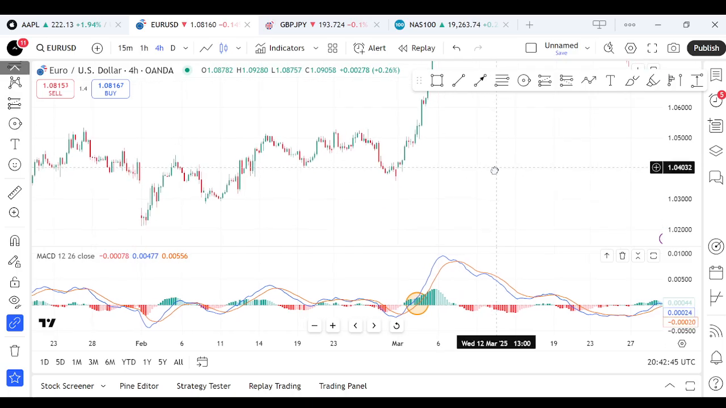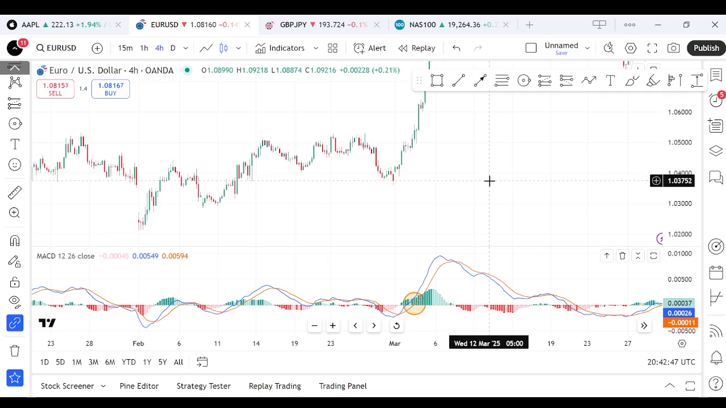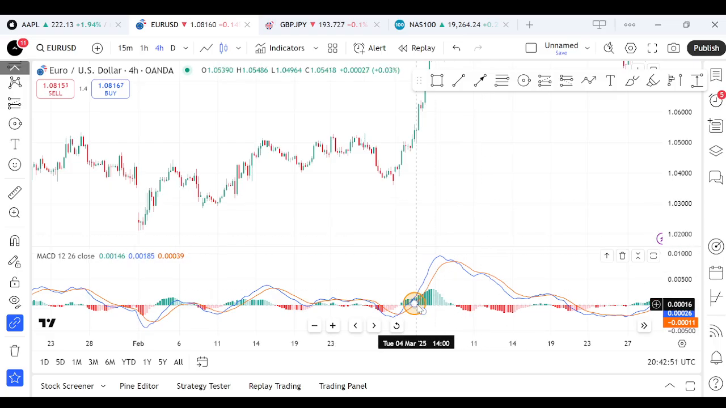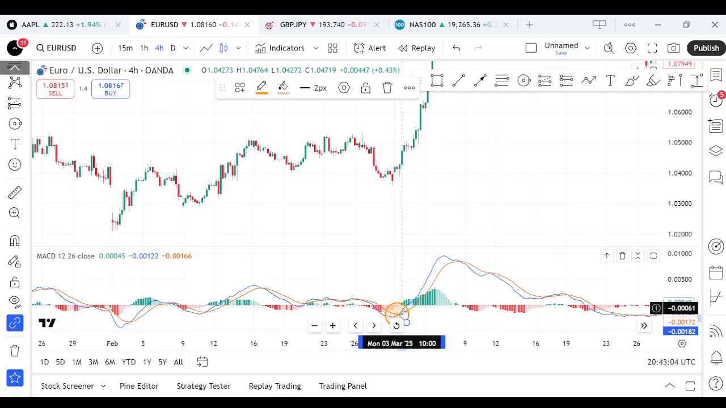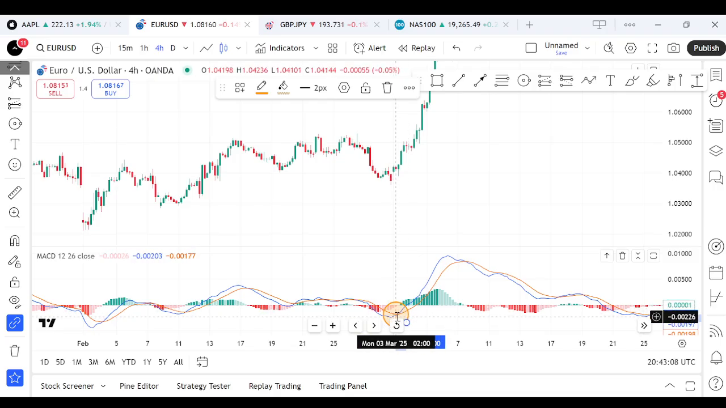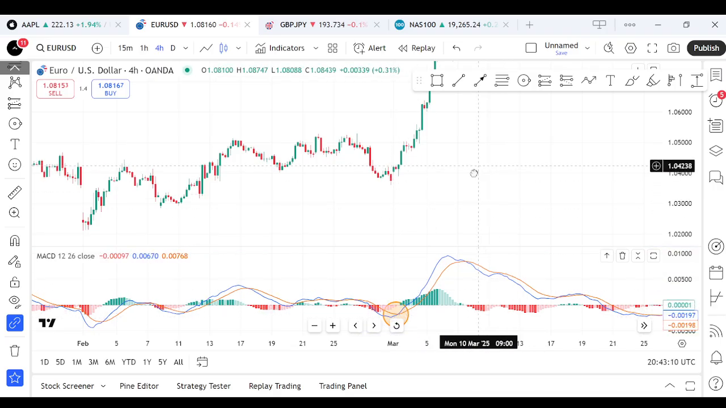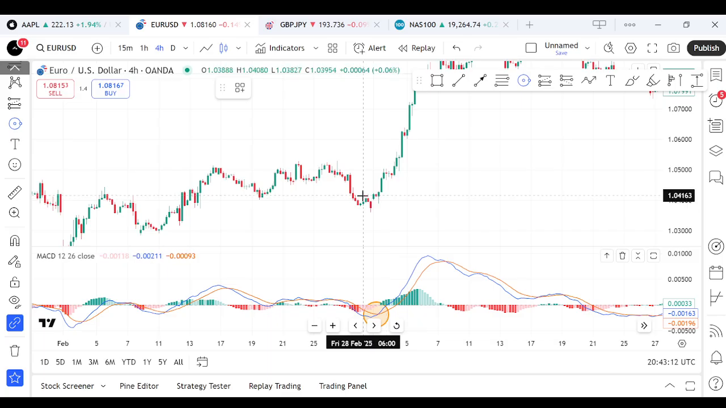Another thing you should watch out for is your step two. The next thing you should watch out for is your crossover confirmation, which most traders use and already know. You look for the MACD line to cross above the signal line for long entries or below for short entries. And this crossover confirms a shift in momentum. As you can see, once we have the MACD line crossing above the signal line, we should be expecting bullish prices at the same time.